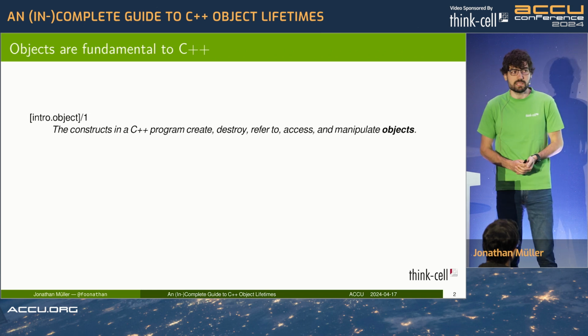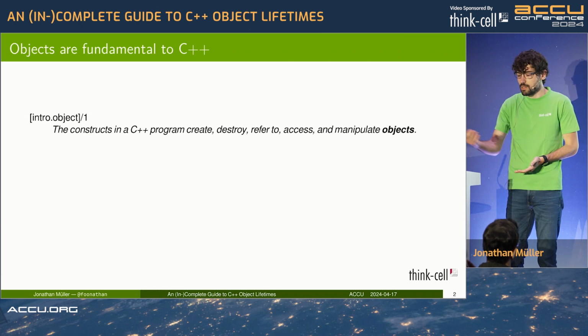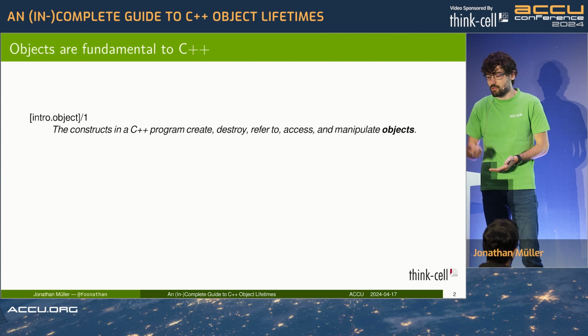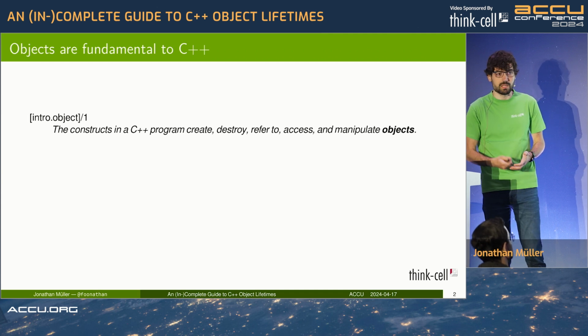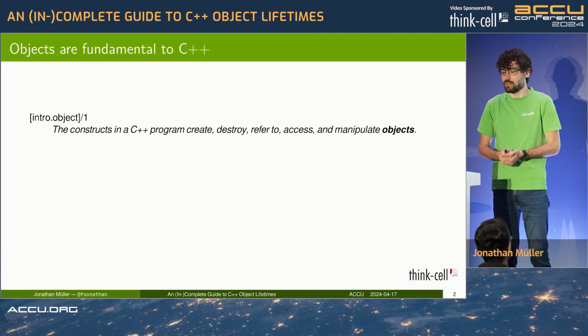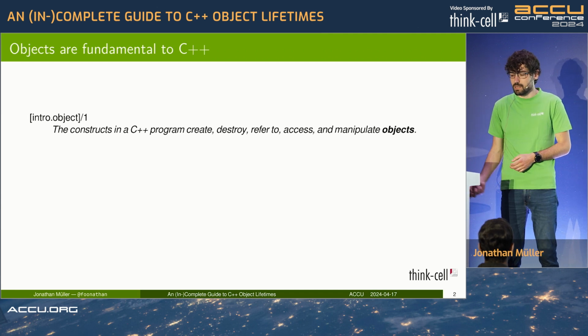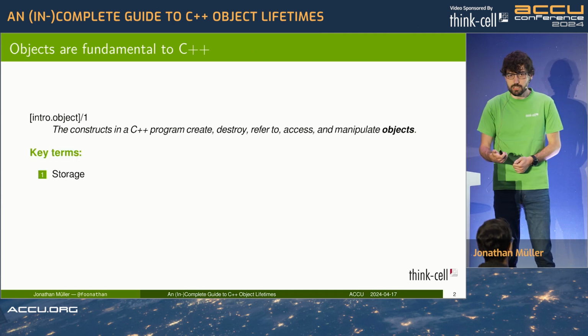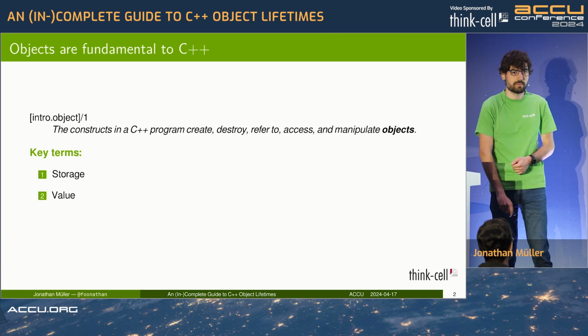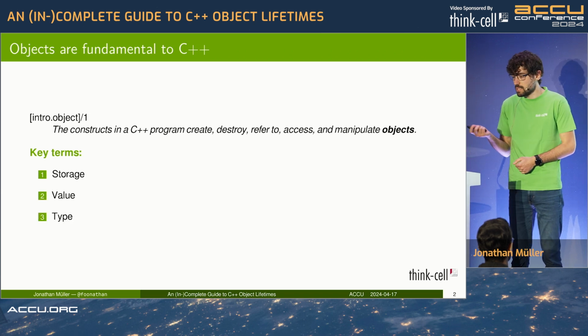So this is a quote from the standard. We're going to see those a lot. The constructs in a C++ program create, destroy, refer to, access, and manipulate objects. So all a C++ program does is manipulate objects. And to understand objects, we need to understand three terms: storage, value, and type. So let's begin with storage.